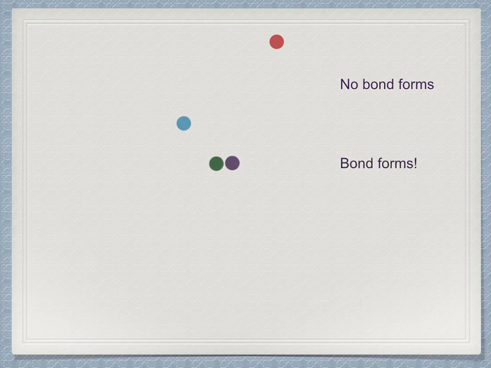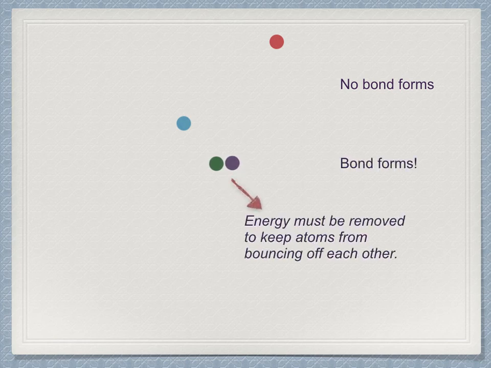But if they are to stay together, they must shed some of their energy so that they do not bounce off. Through another collision with other atoms or molecules or walls, some of their kinetic energy is lost and they are now bound and begin to vibrate against each other. Ongoing energy loss allows the new bond to settle into its lowest energy state, and a new molecule has been born.